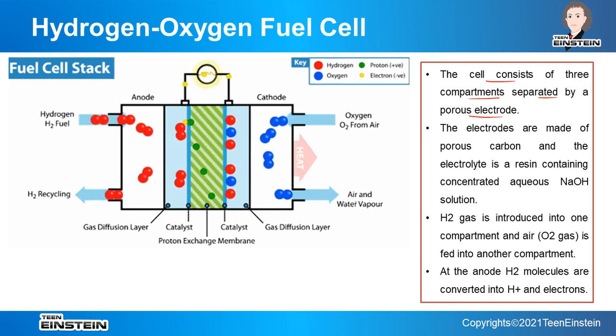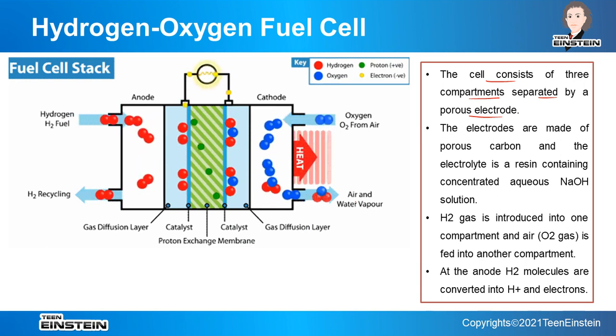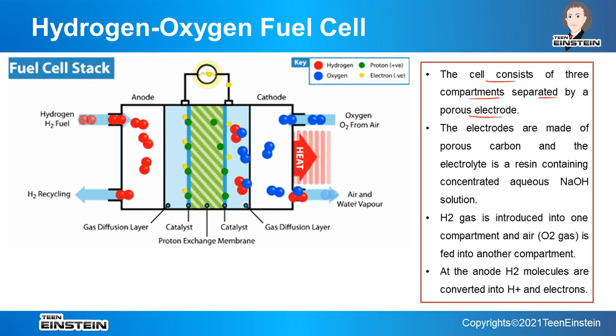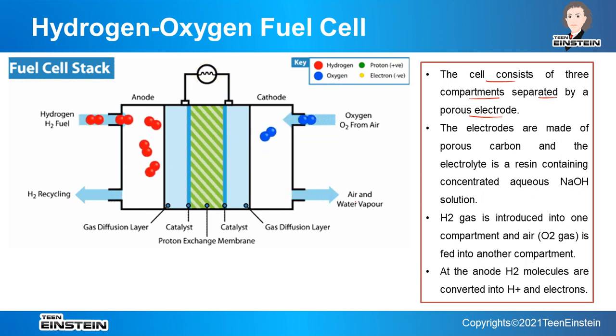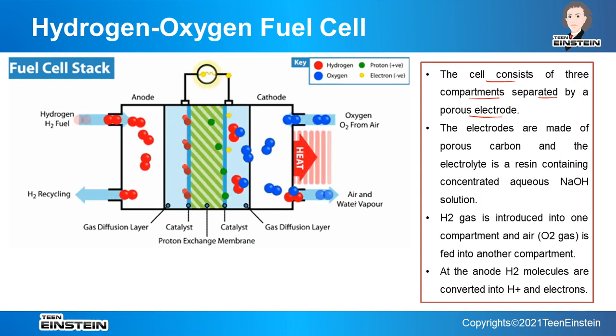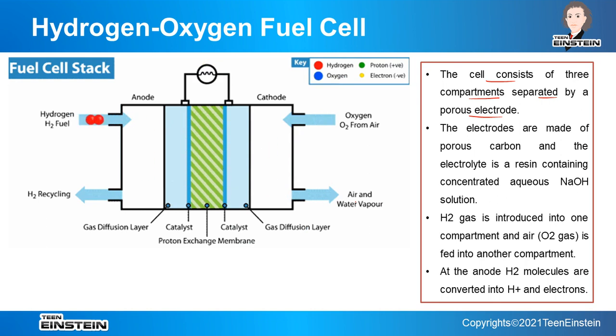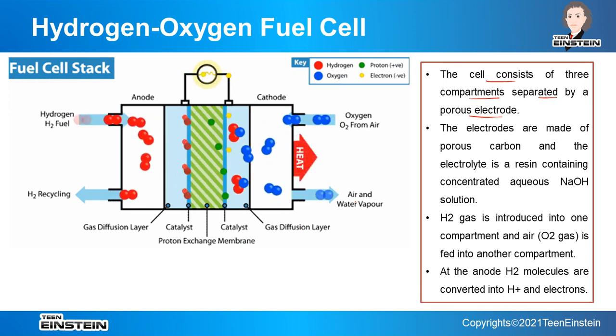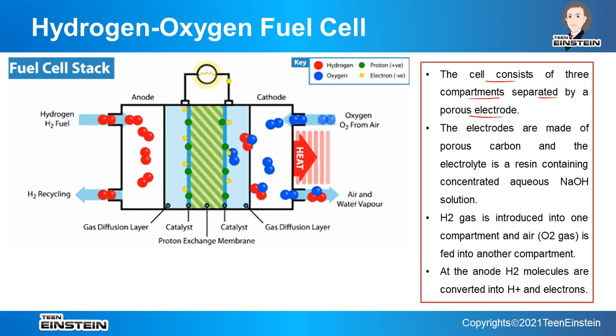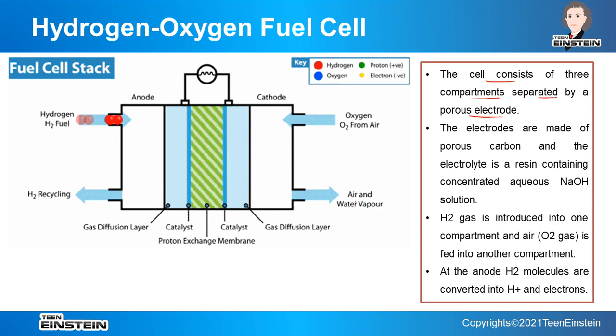Fine. So the H2 gas that we are supplying from the left hand side is introduced in one of the compartments, the anode compartment, and oxygen gas in the form of air is supplied to the cathode. That is fed into another compartment. Now at the anode, hydrogen molecules are converted to H plus and electrons, which you can see in this picture, where the green dots are actually moving towards the cathode, because in the cathode we know reduction takes place.